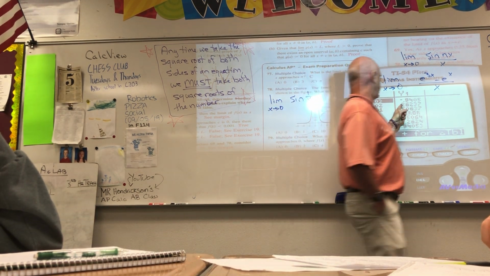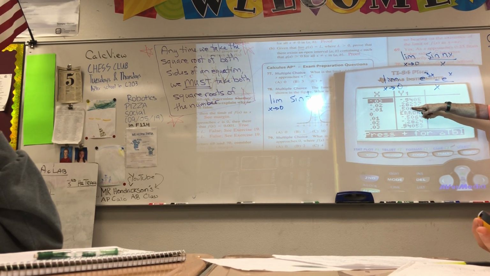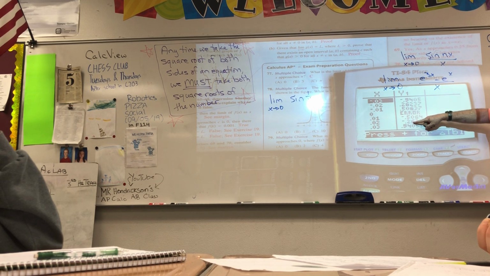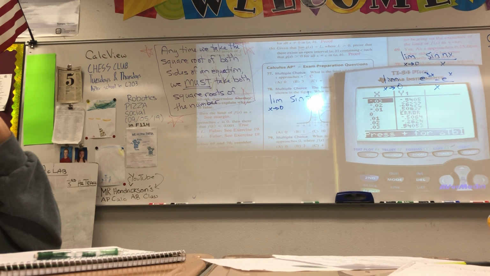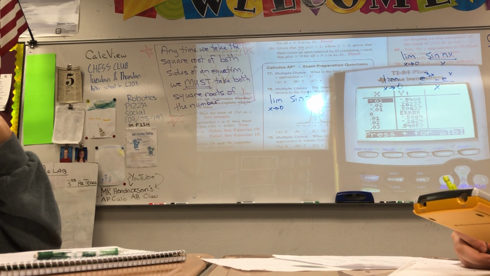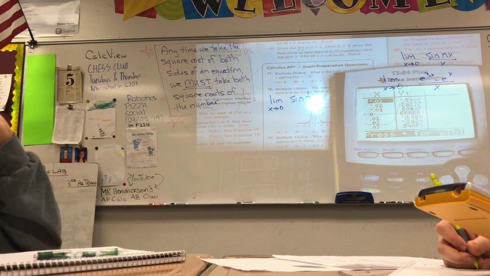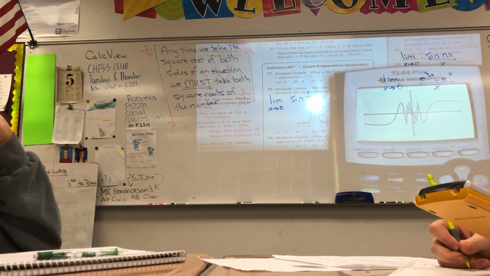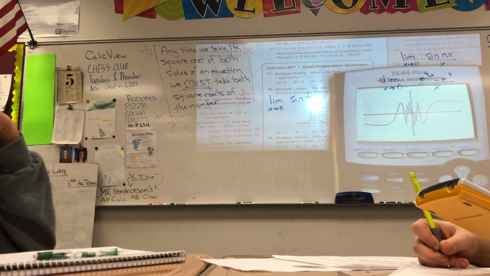Like at negative 0.02 is 0.26, and then as it gets closer to 0, it goes up to 0.5. And then negative 0.5, and so it's kind of a mess. This is what we call oscillating behavior. When a graph has oscillating behavior, it has no limit. There is no limit there.